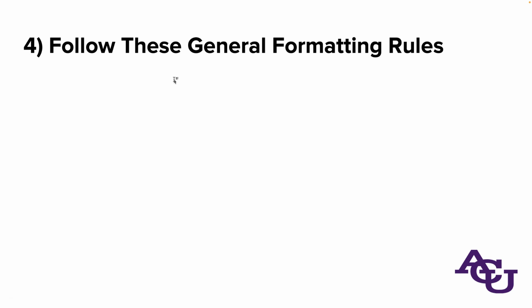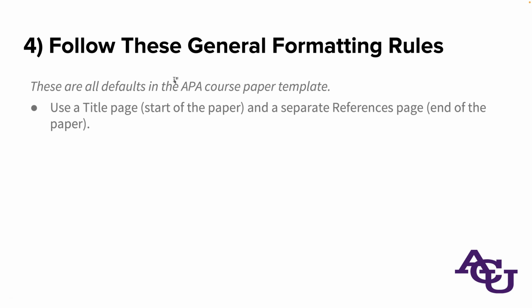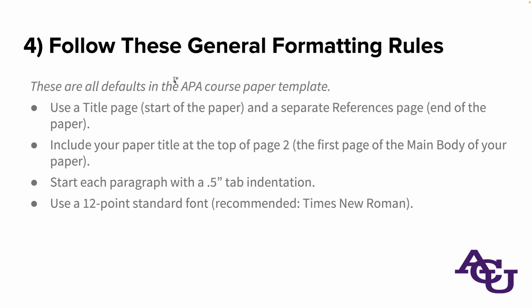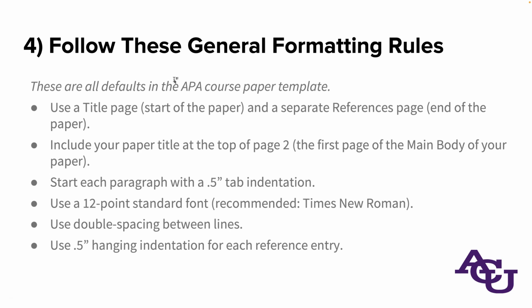Some general formatting rules for how things should look in APA style. And I will say these are all things that we give to you as defaults when you're using the APA course paper template. Title page with the references page at the end. Have page numbers. Start each paragraph with a 1/2-inch tab indentation. 12-point font, some standardized one. Well, technically there's no ban on Comic Sans. We do want this to be professional looking, so choose your font accordingly. Double spacing. And for your references, have a half-inch hanging indentation.